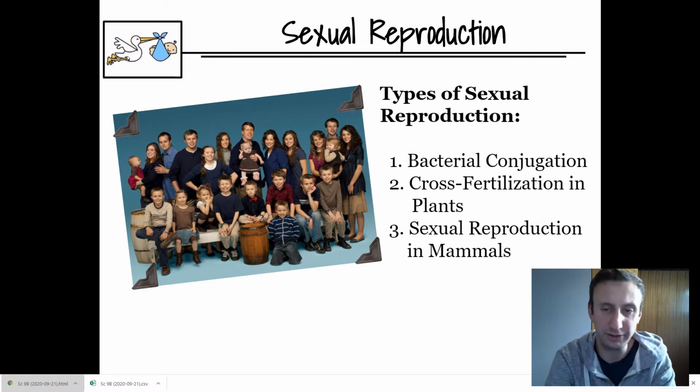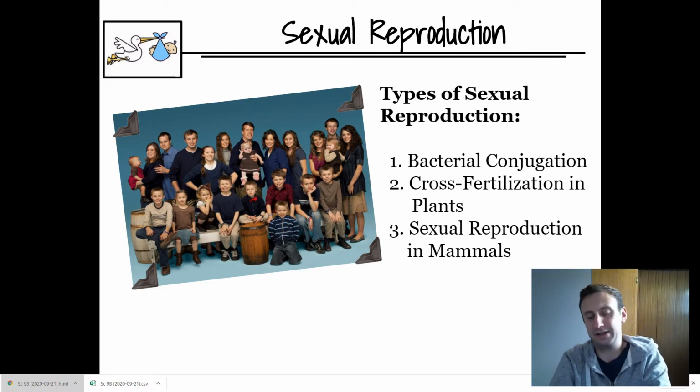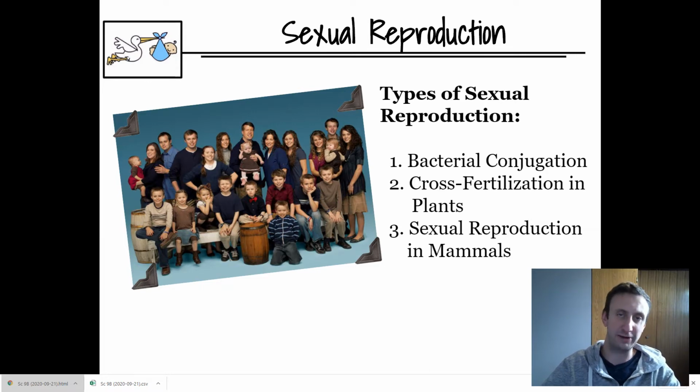So we're going to talk about 3 types. The first is not, in my mind, actually sexual reproduction, but it's very closely linked. It's bacterial conjugation. Then we're going to talk about cross-fertilization in plants, and finally, sexual reproduction in mammals, which is what we normally think of when we think about sexual reproduction.